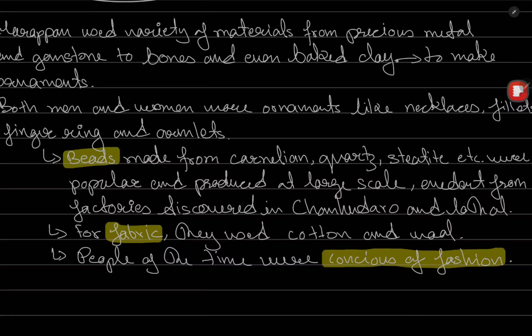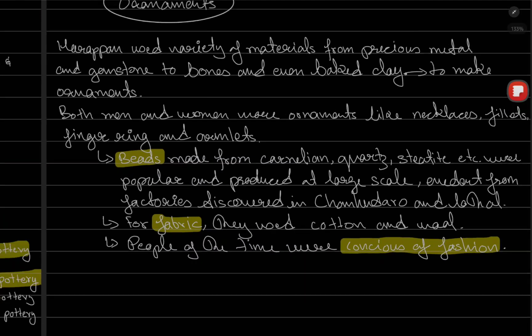In the case of fabric, they used cotton and wool, both for the poor and rich. People of the time were fashion conscious, which was revealed from their hair and their beards. So this is about the Harappan art and architecture.